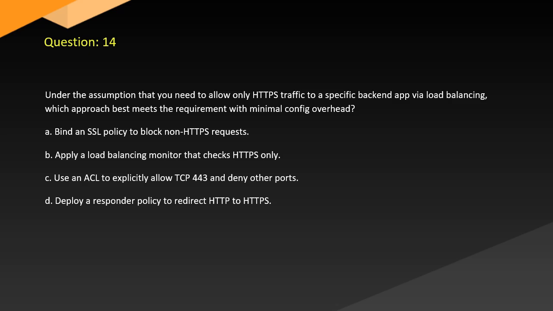Question 14. Under the assumption that you need to allow only HTTPS traffic to a specific backend app via load balancing, which approach best meets the requirement with minimal config overhead? A. Bind an SSL policy to block non-HTTPS requests. B. Apply a load balancing monitor that checks it easily. C. Use an ACL to explicitly allow TCP 443 and deny other ports. D. Deploy a responder policy to redirect HTTP to HTTPS.